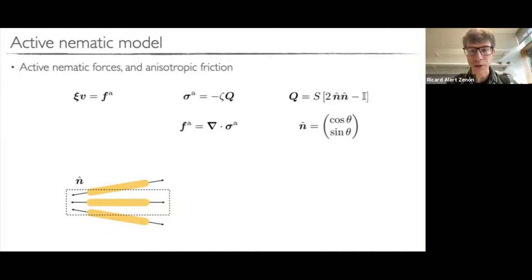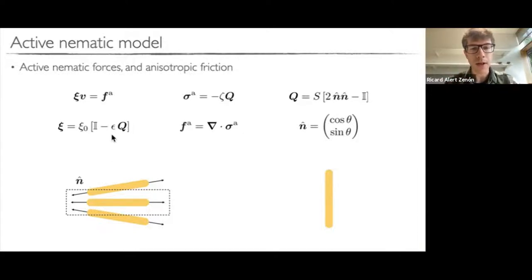Now, how about the frictional forces? The key thing to consider for the system is that moving a cell along its long axis is easy, while moving it perpendicular to the long axis is much harder. To account for this fact, we said that the friction coefficient is not just a scalar quantity, but a matrix with a part that accounts for the isotropic component of the friction, and a term that accounts for how friction varies with the axis of cell alignment, with the tensor Q. Epsilon is the parameter that quantifies the friction anisotropy.